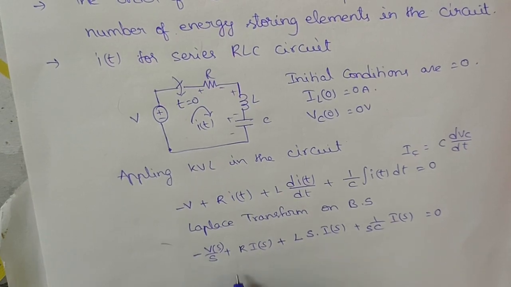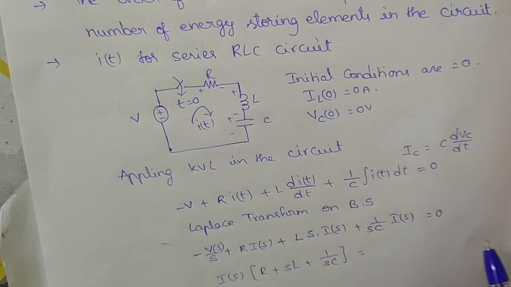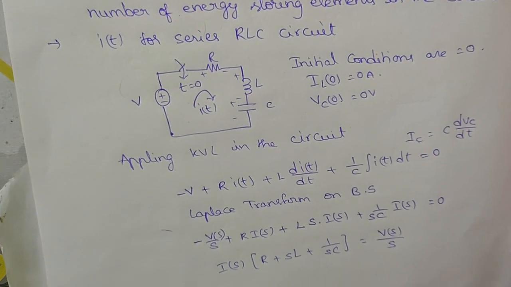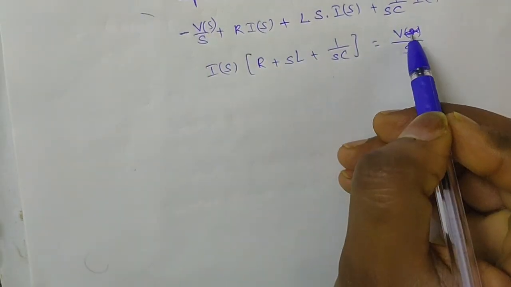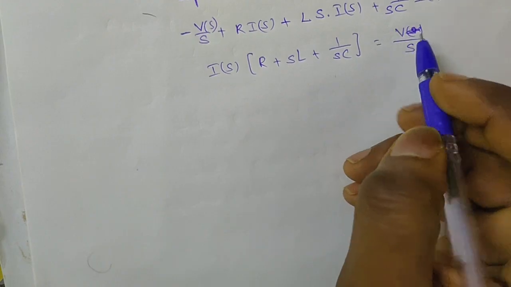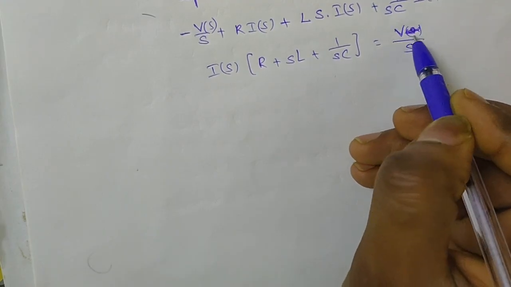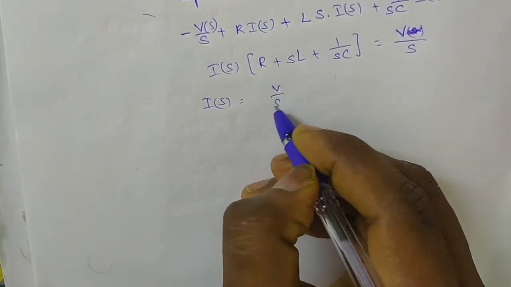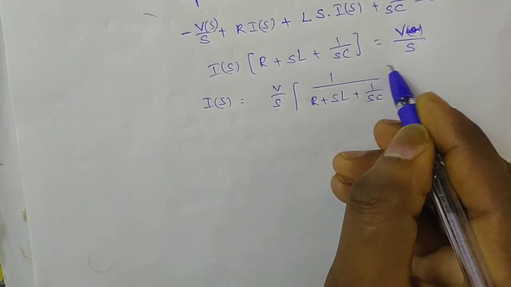Therefore, taking I of S to one side, that will be R plus SL plus 1 by SC, and this voltage will be taken to that side, V of S by S. Sorry, here V is a step input, that means DC voltage, so it is not time varying, it is a constant, so V, not V of S. So I of S will be V by S into 1 by R plus SL plus 1 by SC.